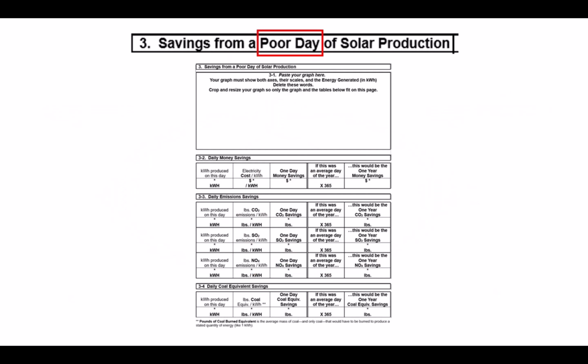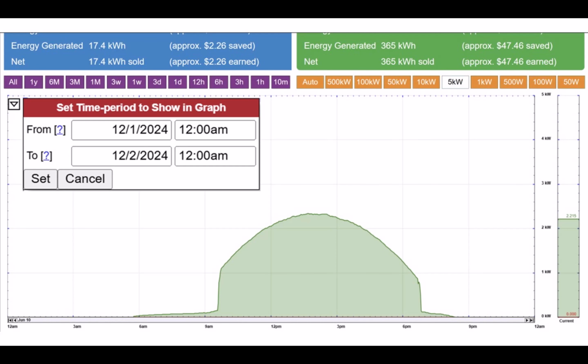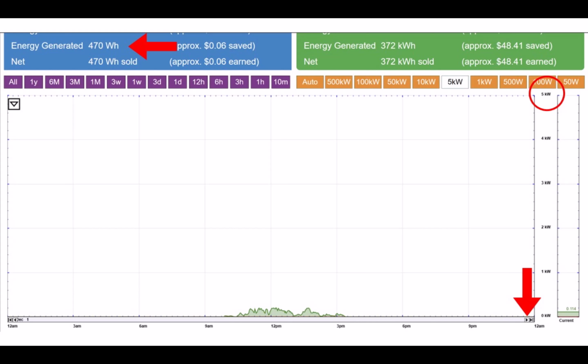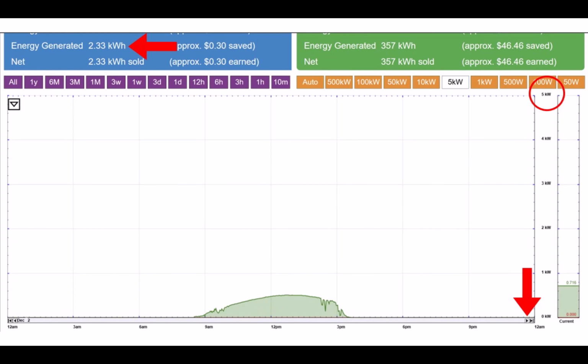Now, we'll get that poor day of solar production. Let's go to December 1st of last year. On December 1st, the array didn't produce even 1 full kilowatt hour of energy. The next day was higher at 2.33 kilowatt hours. Remember, we're looking for the lowest day of production this time. On December 3rd, production is even higher.